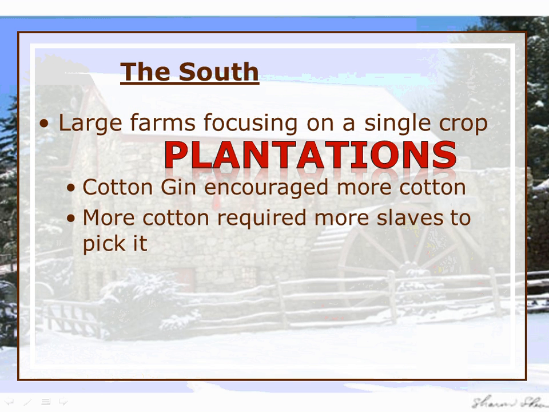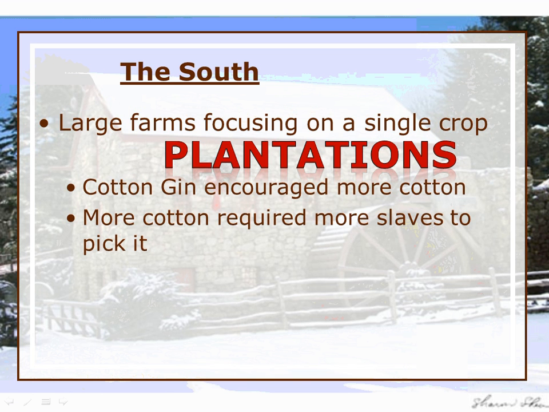The cotton gin allows you to clean cotton faster. So you make more, or you plant more cotton. Well, in order to plant more cotton, you need to have more people to pick it. So you get more slaves. Because of Eli Whitney's invention, slavery in the southern part of the United States jumps dramatically. Everybody see how that worked? How Eli Whitney's invention caused the increased need for slaves.